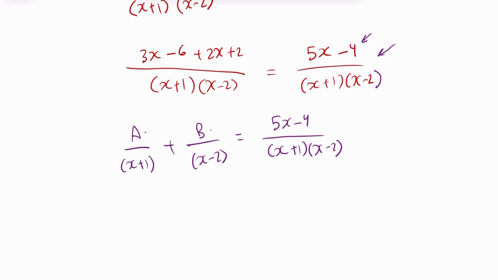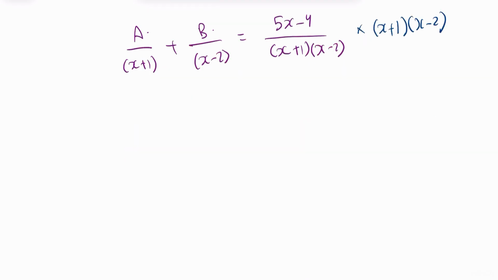The idea here is that we have a normal equation and we need to get rid of the denominator. How do we do that? Just multiply by the lowest common denominator, x plus 1 multiplied by x minus 2. If you multiply each fraction by x plus 1 multiplied by x minus 2, in the first one we cancel this with this, and we come up with a times x minus 2. Plus, in the second fraction you cancel this with this, so we come up with b times x plus 1, is equal to the numerator 5x minus 4.